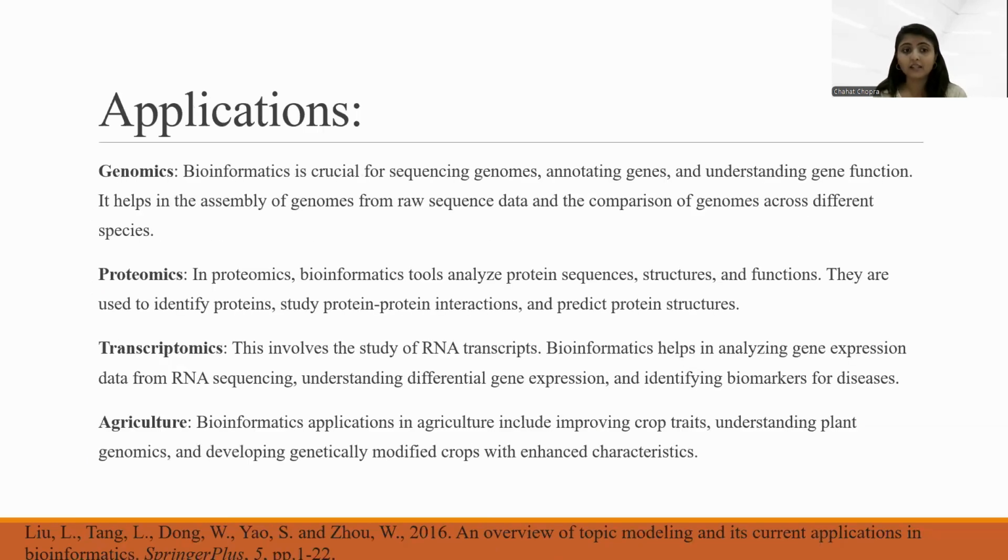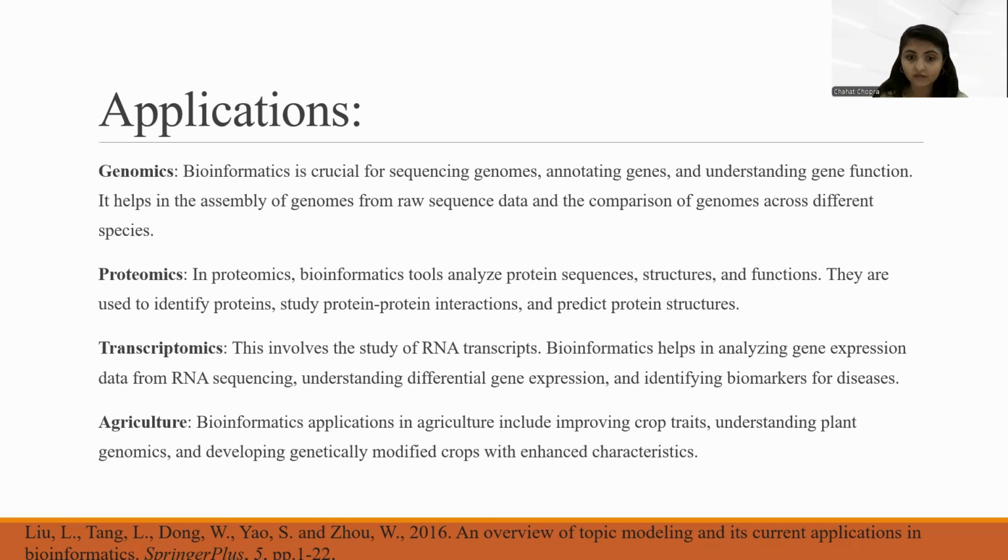Now, coming to the applications of bioinformatics, nowadays it is being used in various parts of biology. In almost every development, there is some use of bioinformatics, but here I have added a few applications. One is genomics, as it is crucial for sequencing genomes, annotating genes, and understanding gene functions. It helps in the assembly of genomes from raw sequence data and comparison of genomes across different species. Next, in proteomics, by using bioinformatic tools we can know the protein structure, sequence, and function. And transcriptomics involves the study of RNA transcripts. It helps in analyzing gene expression data from RNA sequencing, understanding differential gene expression, and identifying biomarkers for diseases.